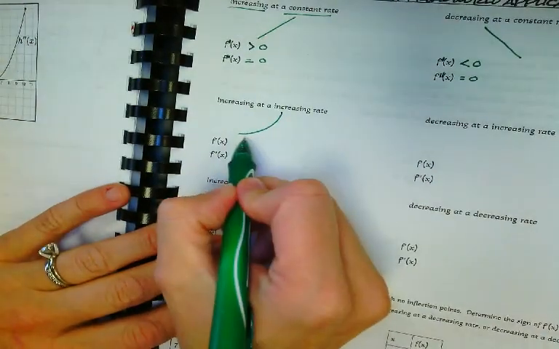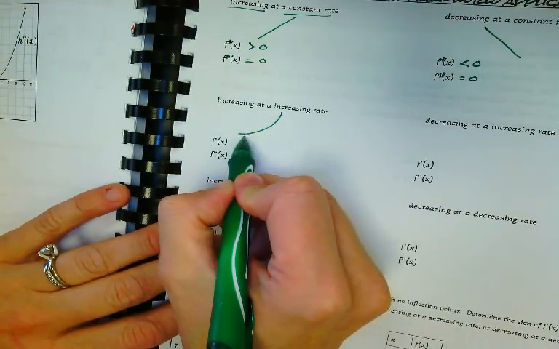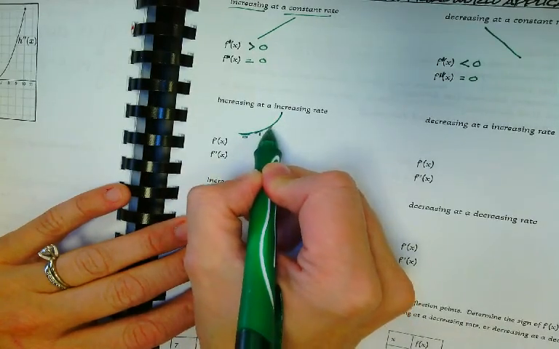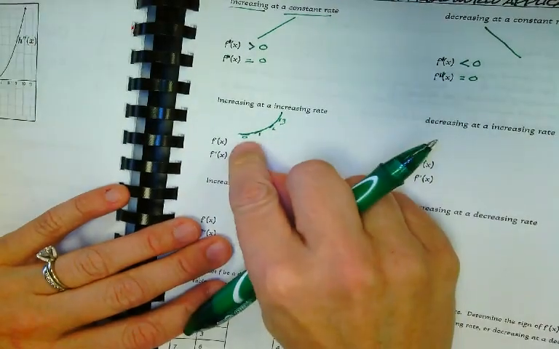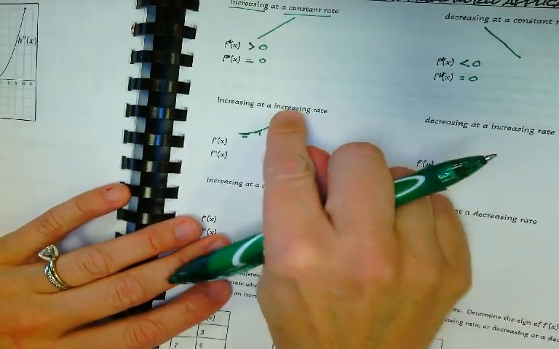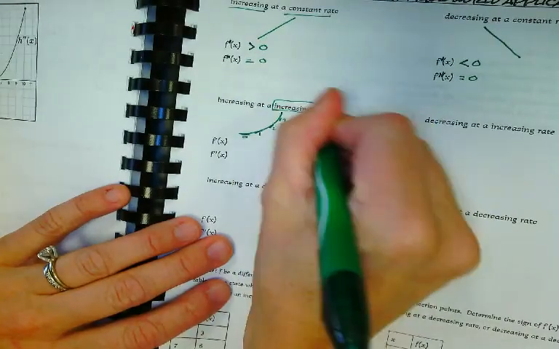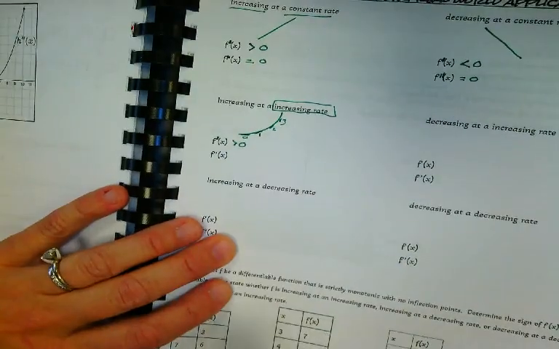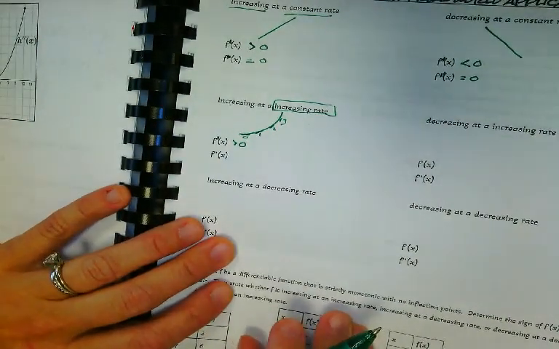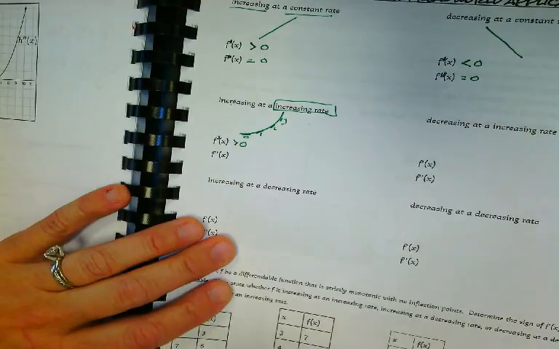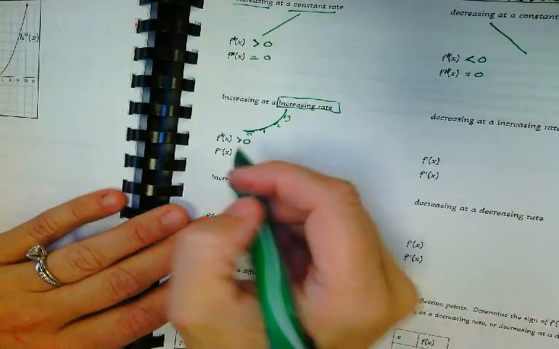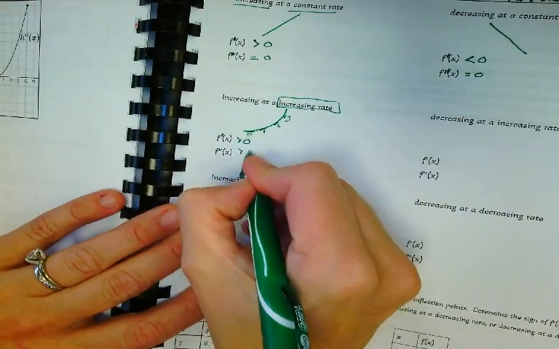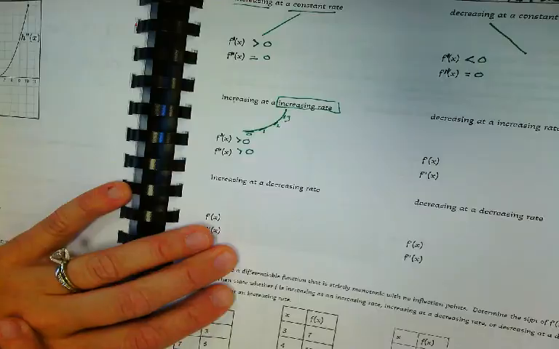What would you say this slope is close to down here? 0. Then maybe this has a slope of, I don't know, 1, 2, 3. Would you agree my slopes are getting bigger? The slopes are increasing. That's what this means. Okay, so it's increasing. F prime is greater than 0. And F double prime is going to be greater than 0 because this is concave up.